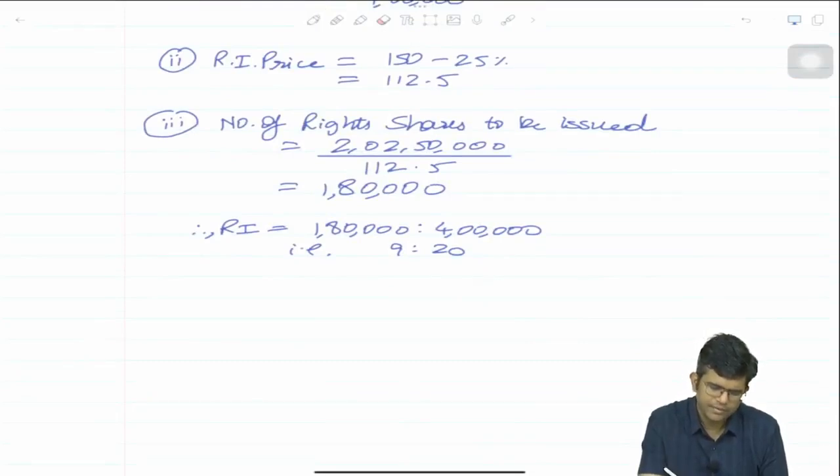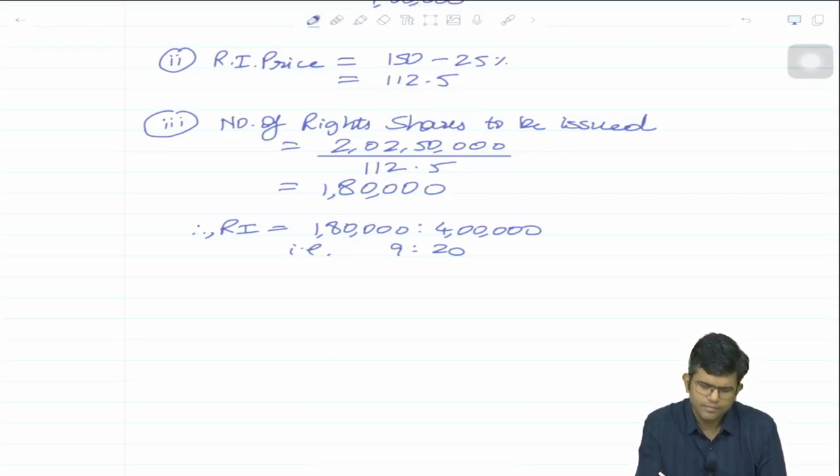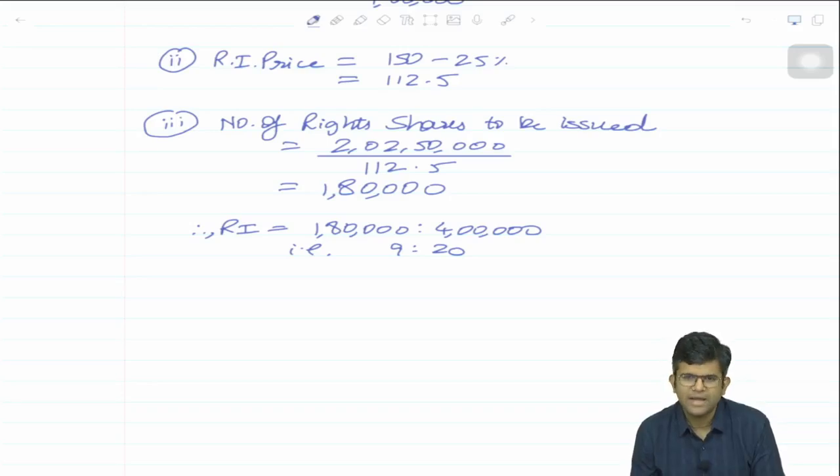We could have written that if we have 20 shares, we get one right to buy 9 shares. You understood, na? But no need to write that. It's okay, obvious. 9:20. For every 20 held, you will get 9 right shares. Okay.